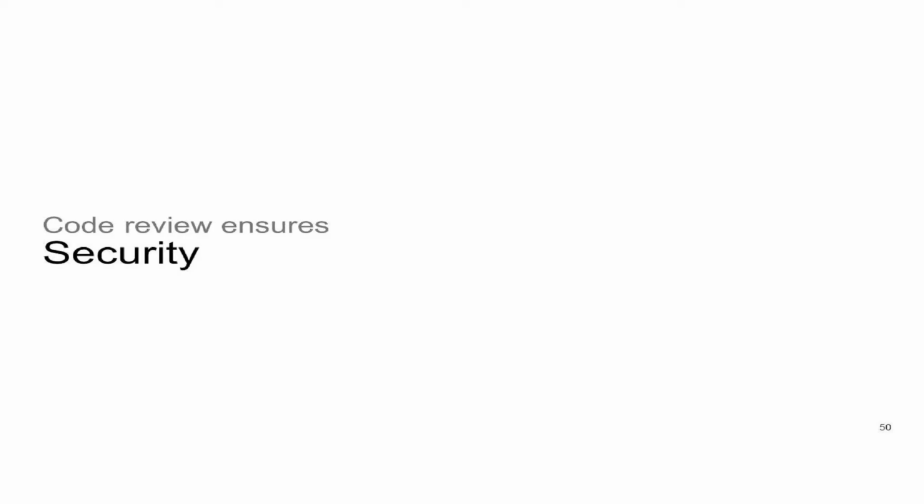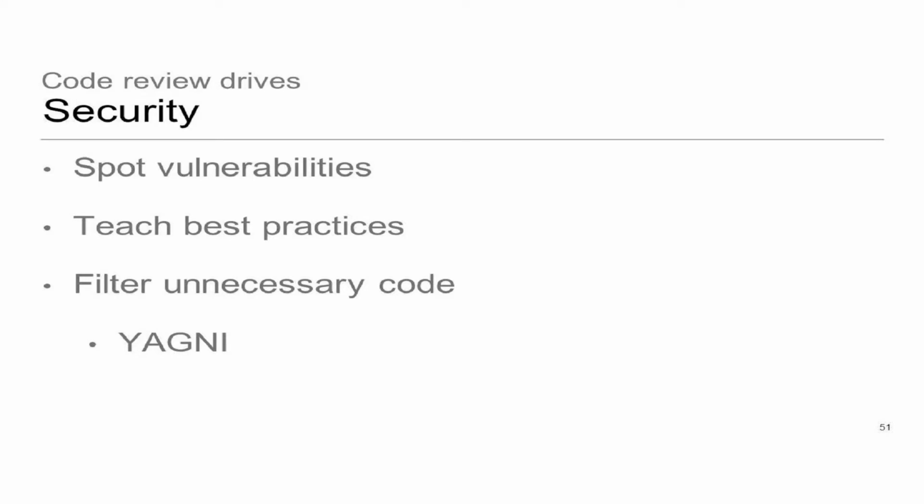Thirdly, code review ensures security. We want to spot vulnerabilities before they ship and teach a defensive posture. So Linus's law applies here too. The more eyes on it, the more likely you're going to catch problems. But the best way to keep out bugs and vulnerabilities is to have somebody call you out on adding something that's not necessary yet. YAGNI, you ain't going to need it.